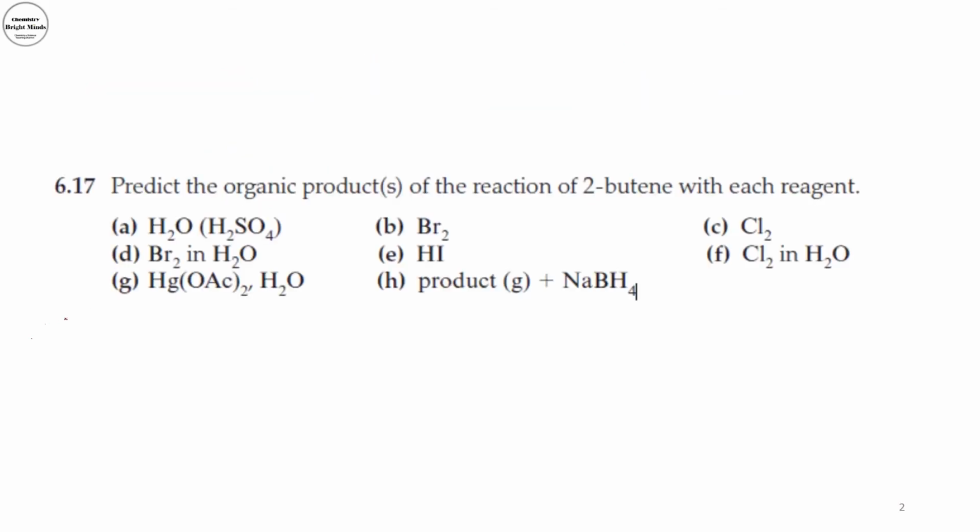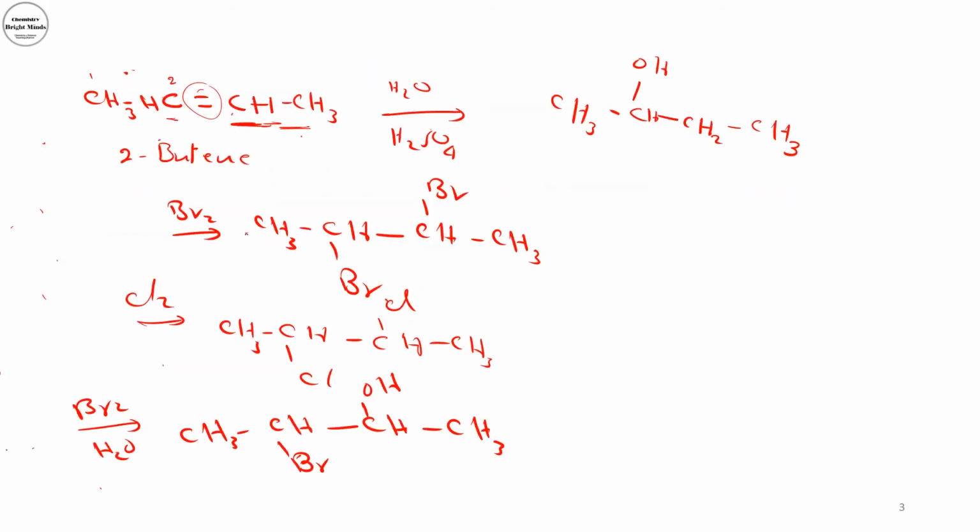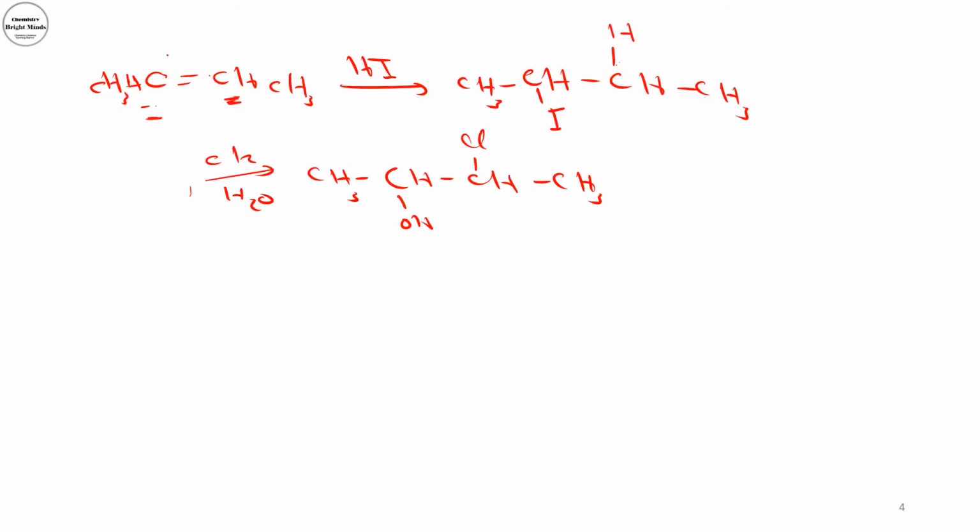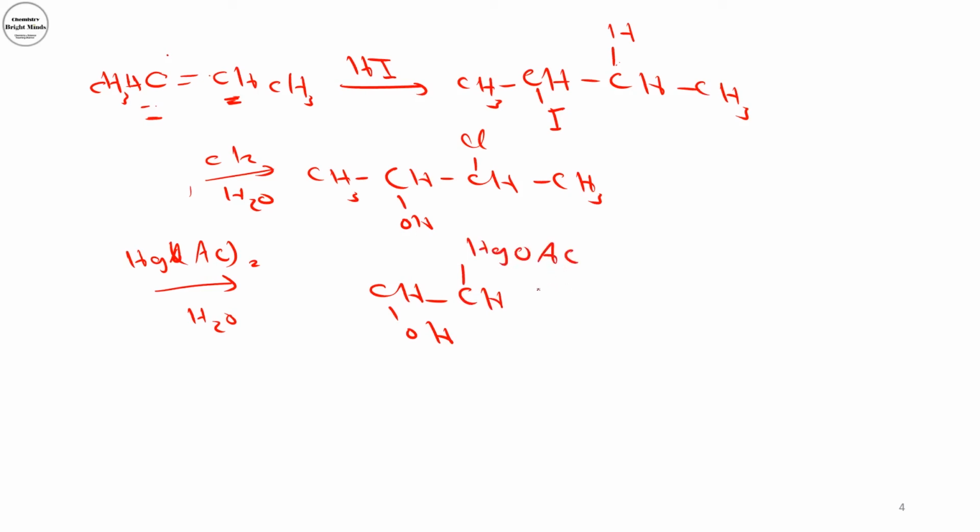Now moving to G, mercury acetate in the presence of water. Because I add mercury acetate in the presence of water, I will have the mercury acetate added to one of the carbons and the hydroxyl to the other carbon, because water will attack the cyclic structure that forms here, and I will have here the HgOAc. Here I still have the CH3, and here CH3.